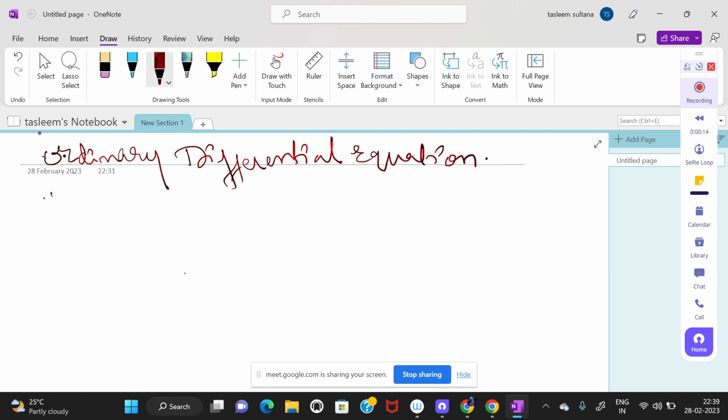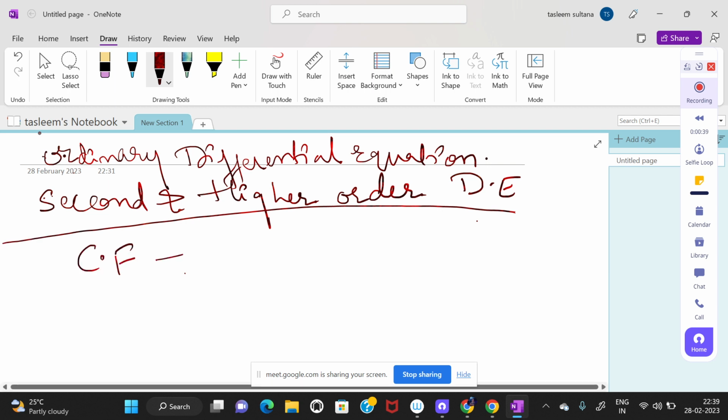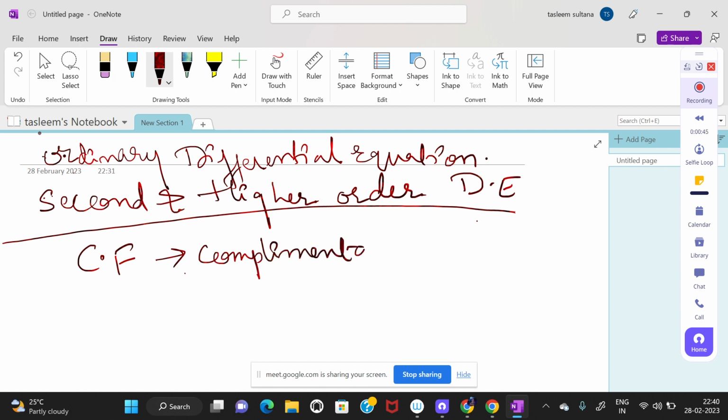Where you're going to learn in this second and higher order differential equation. In this, you're going to learn about complementary function, which you're going to write based on the roots.